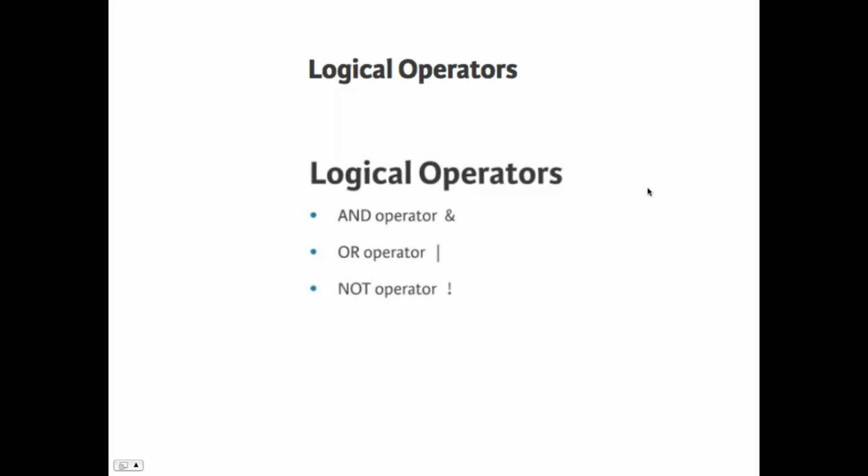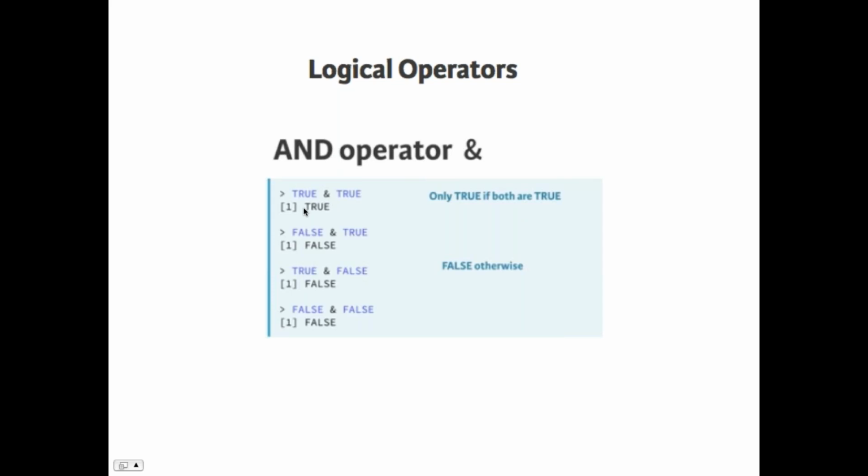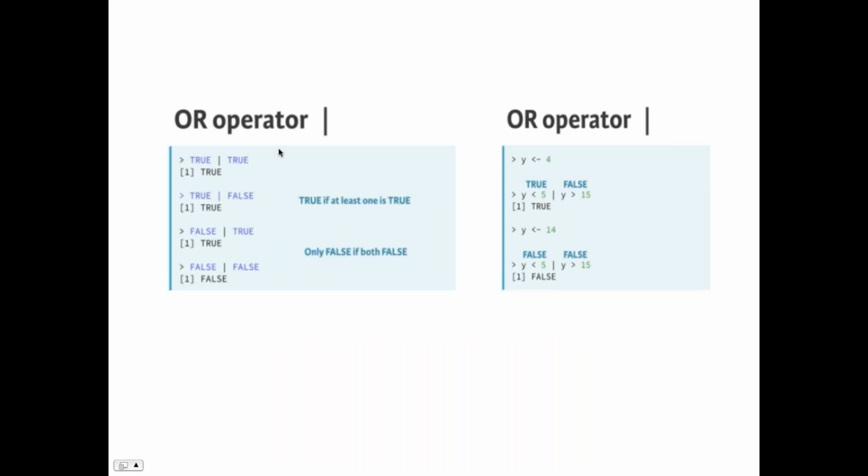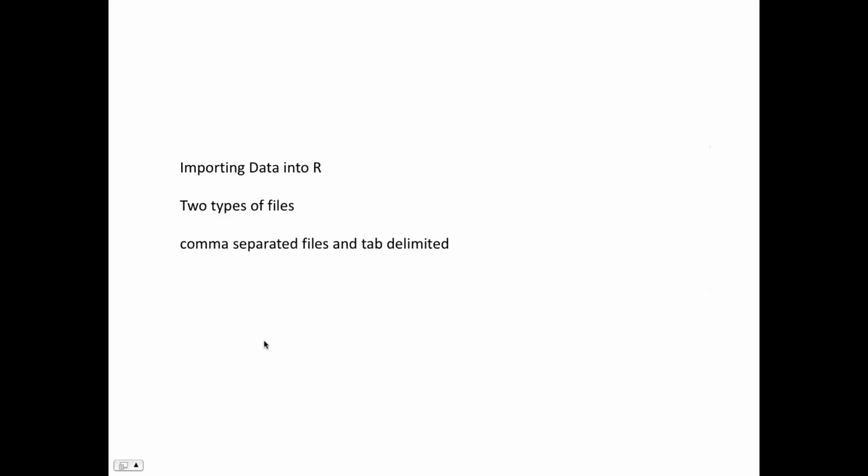I want to cover some logical operators like the AND and the OR operator. The AND operator is true if both sides are true and it is false otherwise. I've given an example here. For the OR operator, it is true if at least one is true, which is just the opposite of the AND operator, and it's false only if both are false.